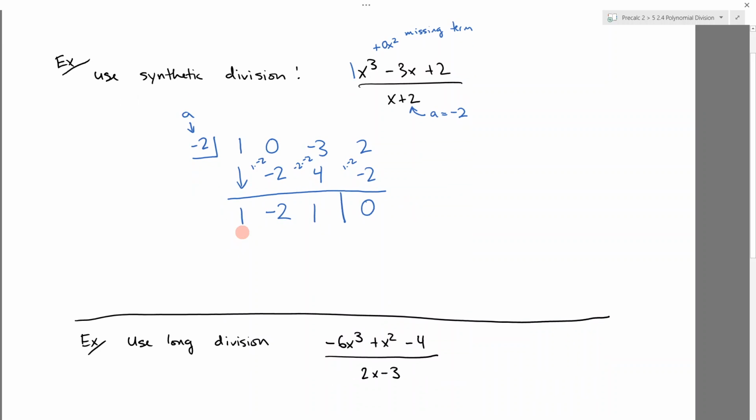Okay, so what is the quotient? So we write it out. The original thing had degree 3, so the quotient should start out with x squared. So we have 1x squared minus 2x plus 1 with remainder 0.